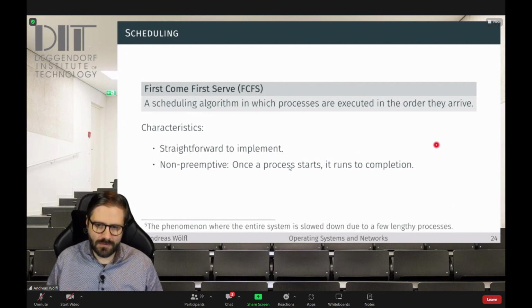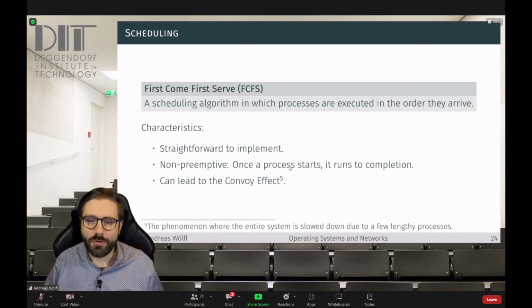Non-preemptive means that once a process is assigned the CPU, the operating system will not take back the CPU and interrupt the process. This would be a preemptive algorithm. So preemptive means that it can be interrupted, and accordingly non-preemptive means that it cannot be interrupted. So once a process is running, it runs until completion. But this can have some negative effects, especially on interactive processes, because it can lead to the convoy effect.